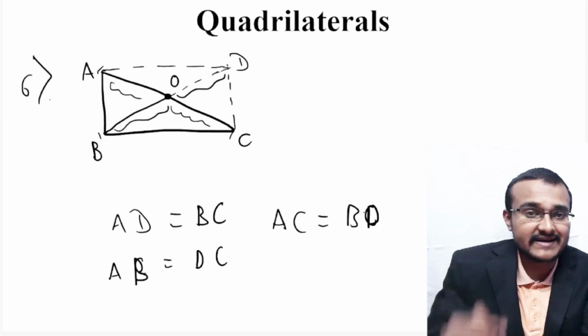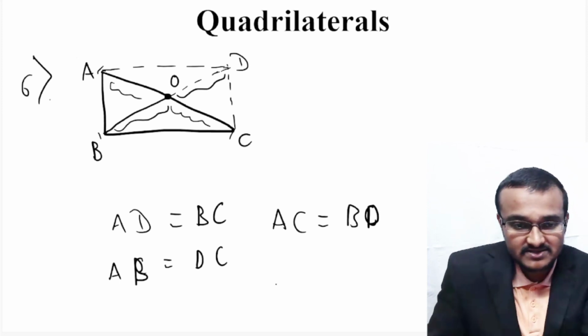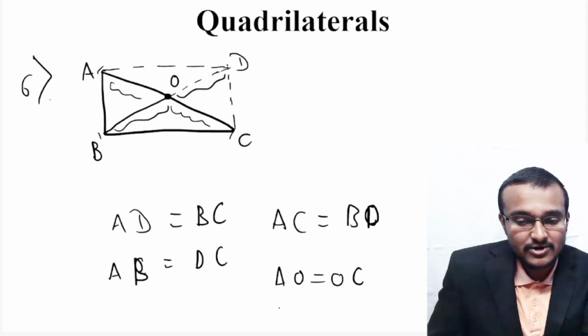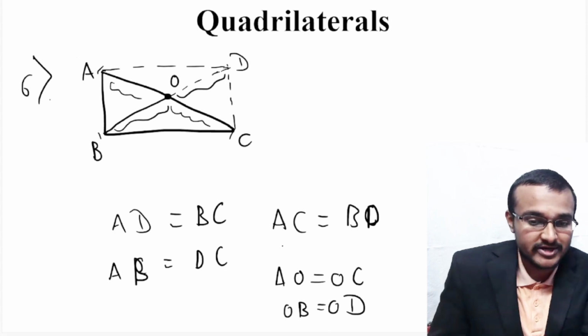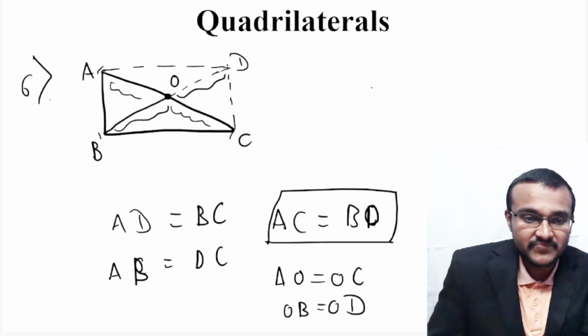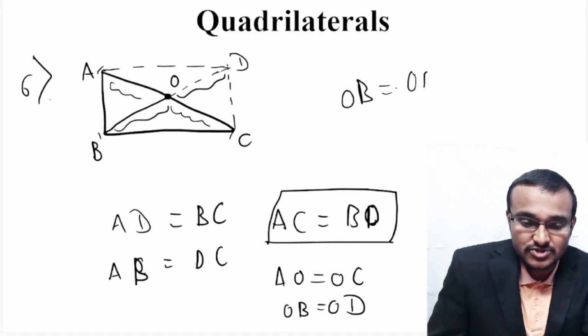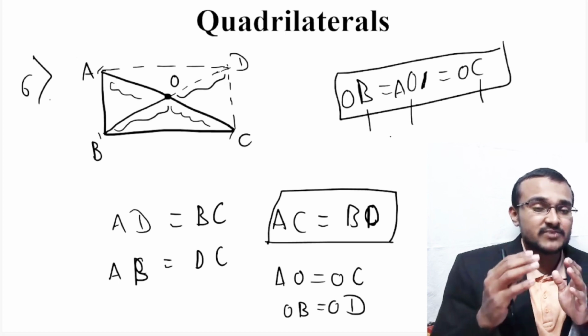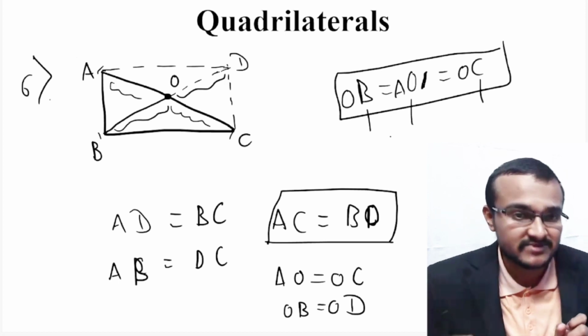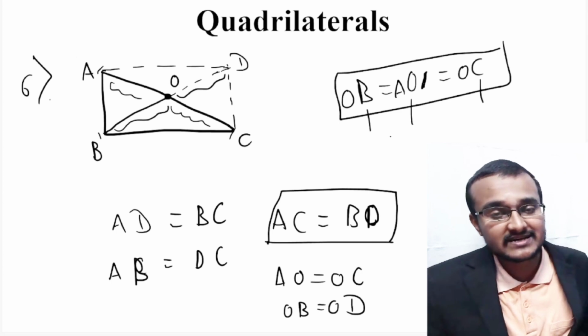And in a rectangle, diagonals will bisect each other. Hence, AO is equal to OC, and also OB is equal to OD. Since AO is equal to OC, OB is equal to OD and AC is equal to BD, hence OB will be equal to AO and OC. So OB will be equal to AO and also OC. So this shows all these 3 points A, B and C are equidistant from this point O. So this is the explanation for the sixth question. This you can write in your own words.